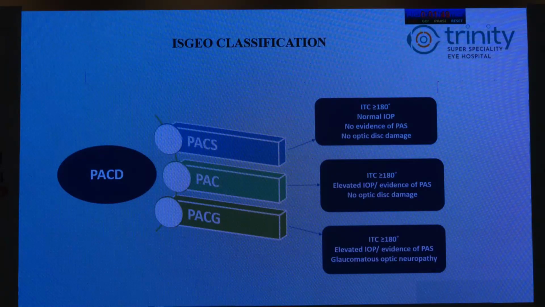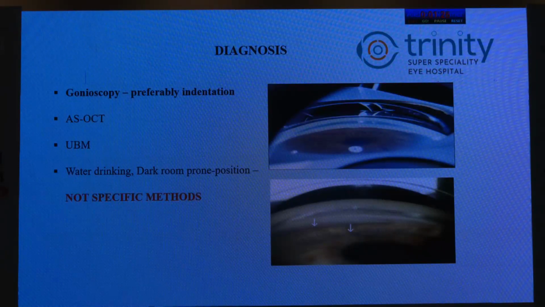Now, as per the International Society of Geographical and Epidemiological Ophthalmology, we usually have 3 subtypes, which we follow in clinical practice. An ITC, that is iridotrabecular contact of 180 degrees with normal features, is primary angle closure suspect. With an elevated IOP or evidence of PAS, it is primary angle closure. With optic disc changes, then it is primary angle closure glaucoma.